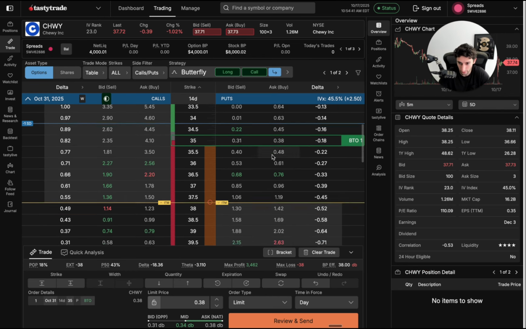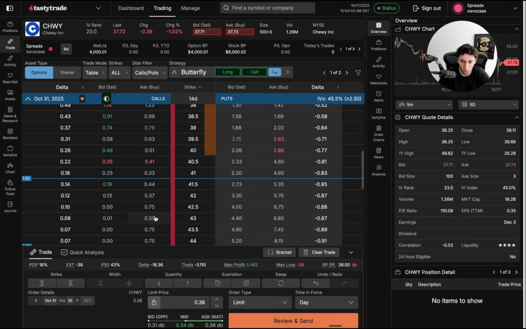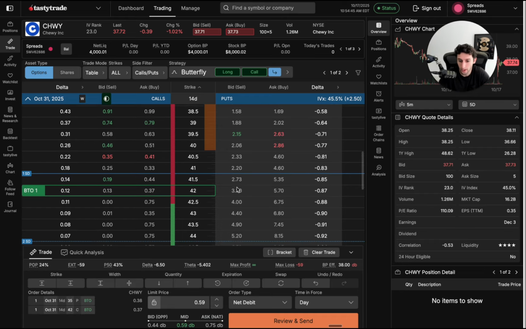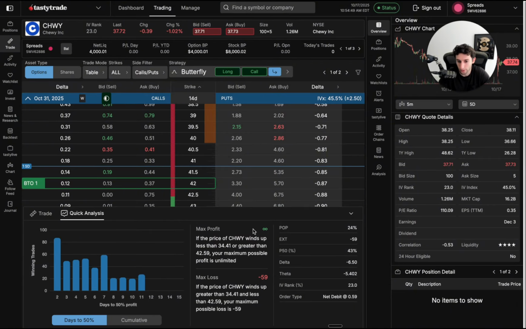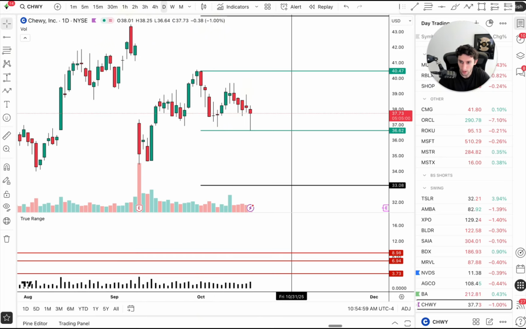So you can get the 35 puts. Instead of the 44, you can go up 2 points and get the 42 calls. This whole trade, if we do the quick analysis, is going to cost you $59. And as long as price goes below 34 or above 42, you have an opportunity to make profit on this, okay?